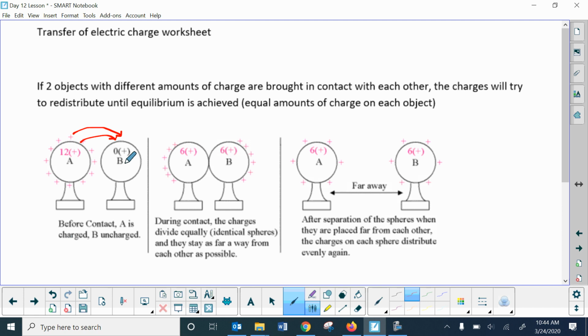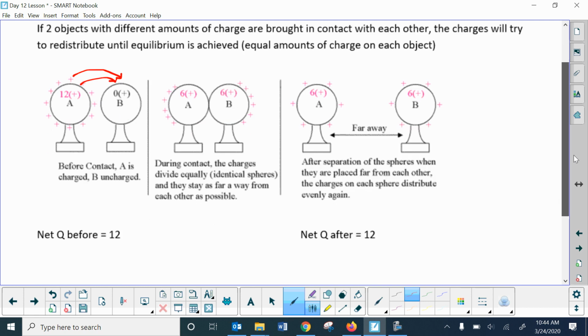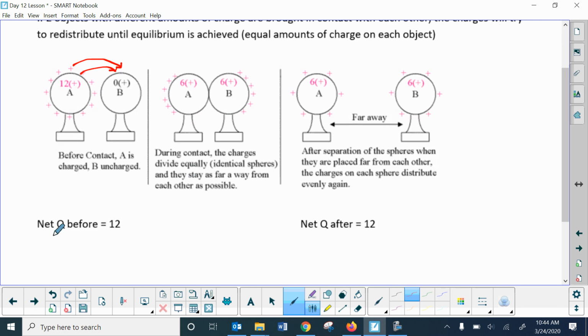So you've got a +12 and a 0. Again, electrons would move, so it's actually going to move the other way, but you can think about it like it's just going to try to balance each other out. So if this is +12 and this is 0, it's going to end up with 6 and 6. And when you try to pull them apart, they would end up with 6 and 6 because that's what it would redistribute as. So just looking at the law of conservation of charge, because that has to be kept true.